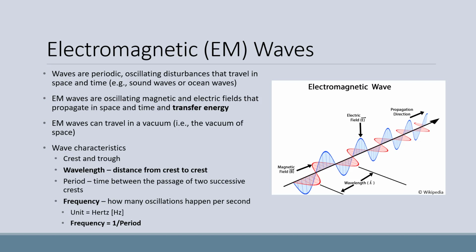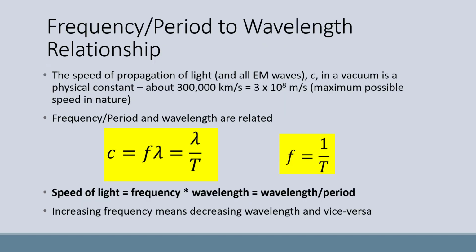The crest is the high point or peak, and the trough is the low point. The wavelength is the distance from crest to crest, or trough to trough. The period is the time between the passage of two successive crests, and the frequency is how many oscillations happen per second. Let's go over the relationship between a wave's frequency, period, and wavelength.